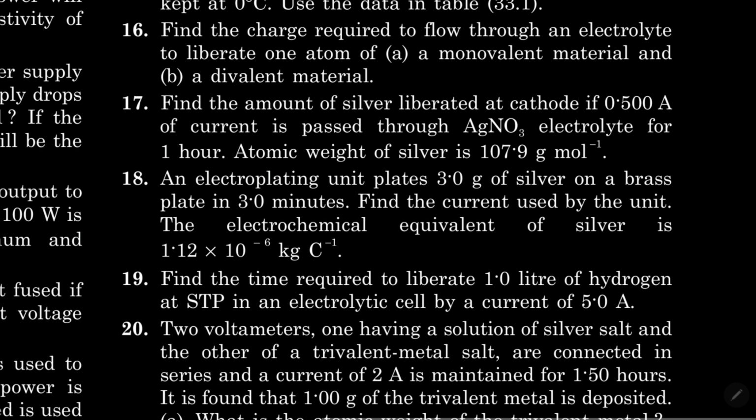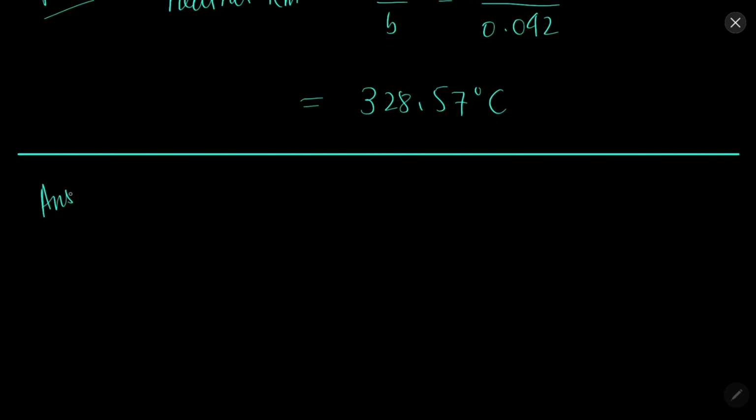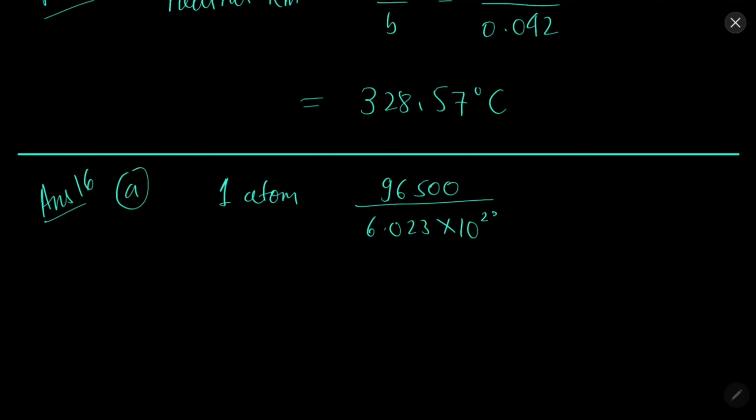In 16, we need to find the charge required to flow through an electrolyte to liberate one atom of monovalent and divalent material. Solution 16, part A. So one atom requires 96500 over 6.023 into 10 to the power 23 coulomb, equal to 1.6 into 10 to the minus 19 coulomb.